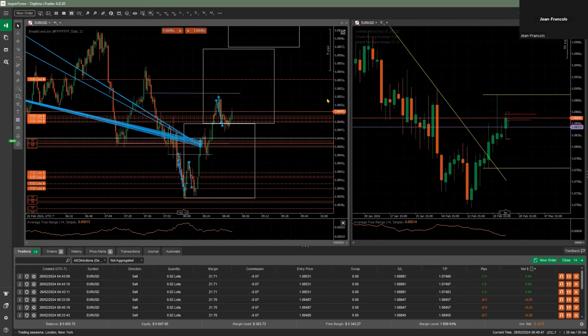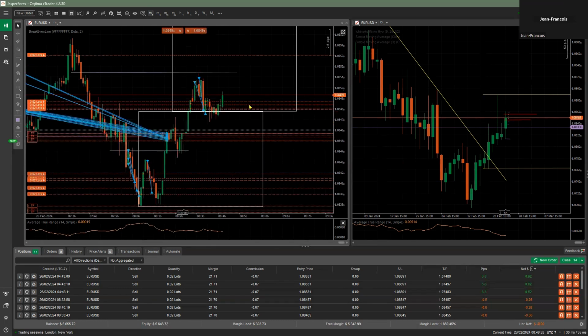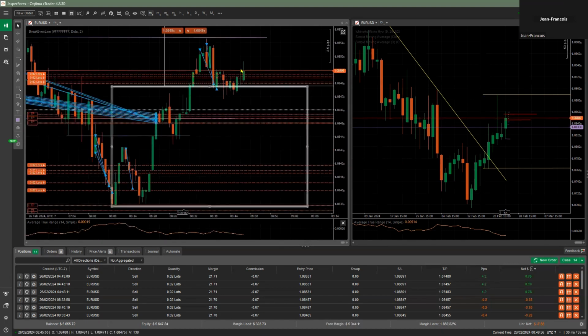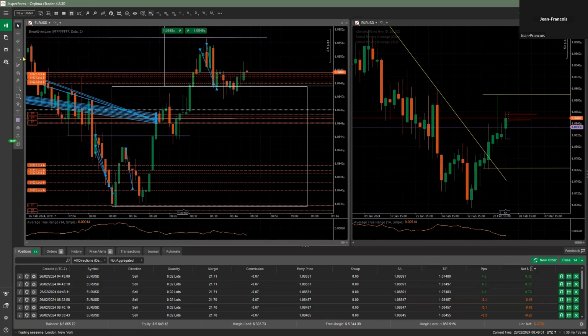Okay. I don't want to take any more trades because I spent them, but if you haven't spent them or if you've been able to recycle some, take one right now. Right, this area right here. Oops. Right there.